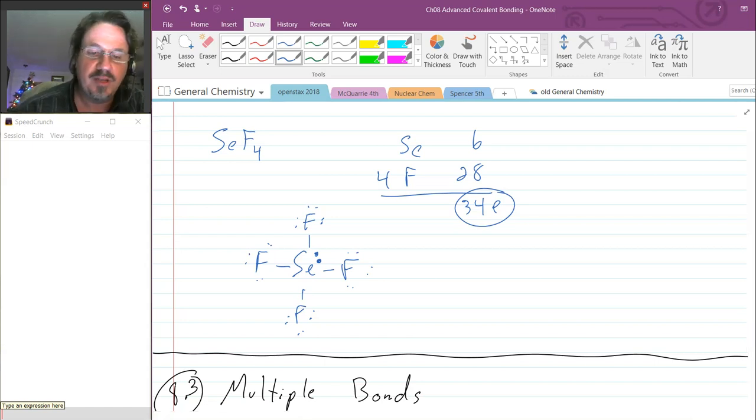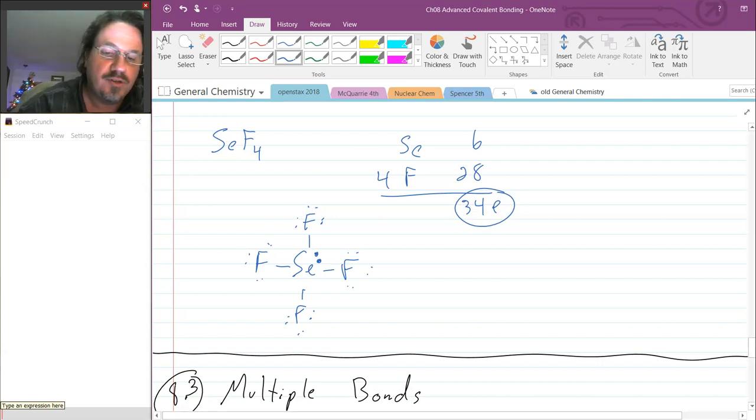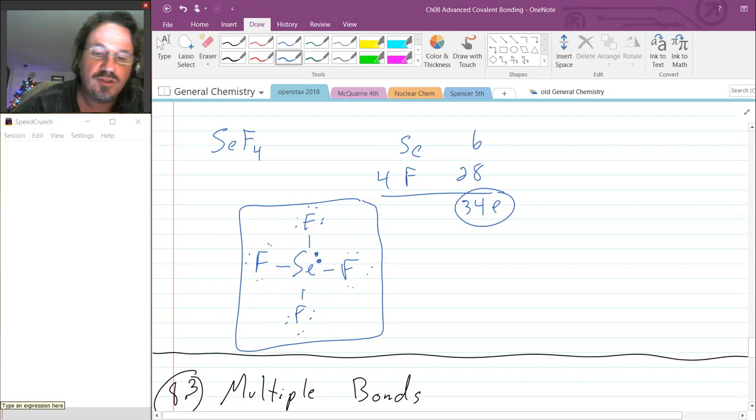Everything has an octet except for that central selenium, which actually has 10 electrons, but it's okay. It's a large atom. It can accommodate 10. If I look at the formal charges, each one of these fluorines is going to have 0. They own 7. They usually have 7. And the selenium owns 1, 2, 3, 4, 5, 6. It usually owns 6. So 0 all over for the formal charges. So this looks like the correct Lewis electron dot structure.